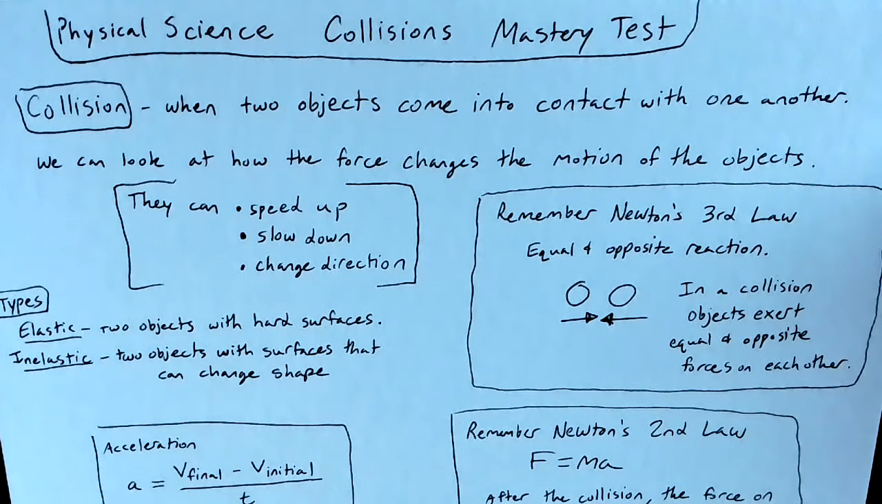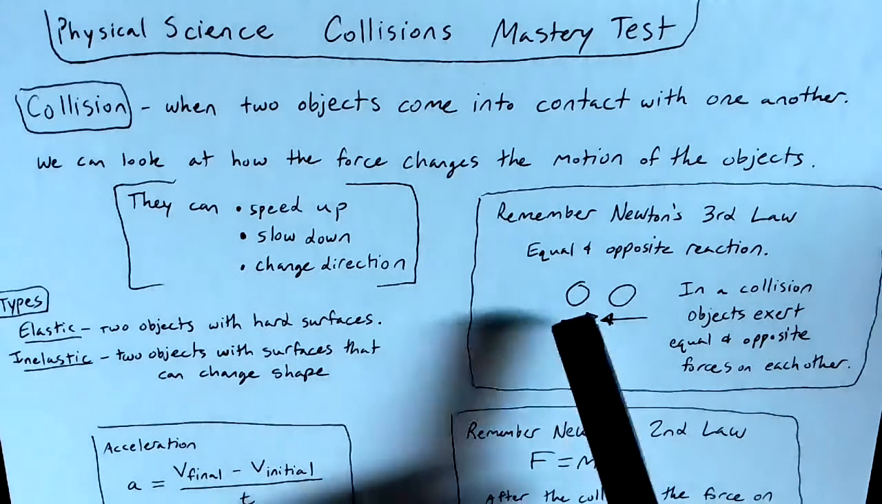Today we're going to look at collisions. A collision is when two objects come into contact with one another, and we can look at how the force of the impact changes the motion of the objects. So think of when two balls hit each other.